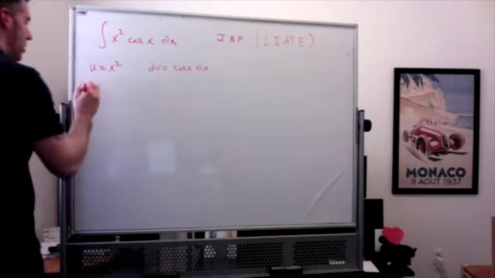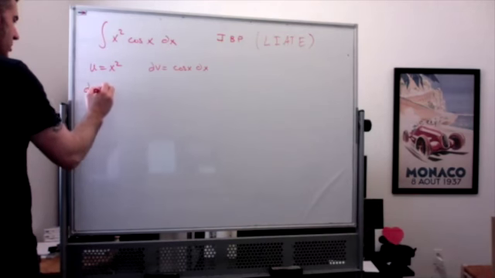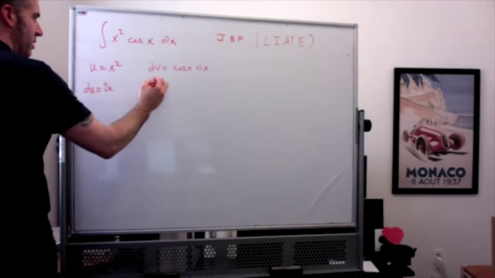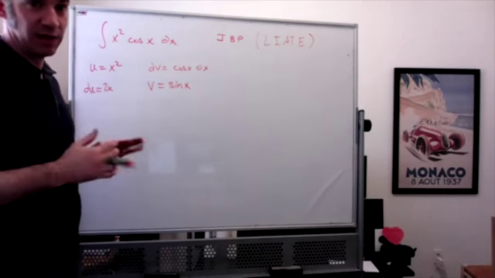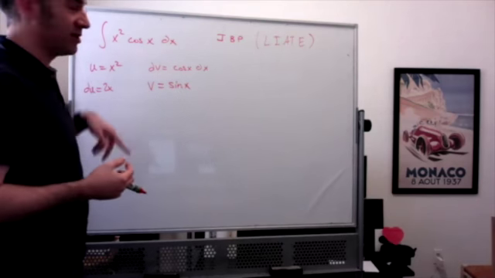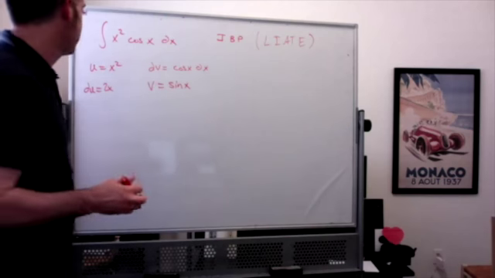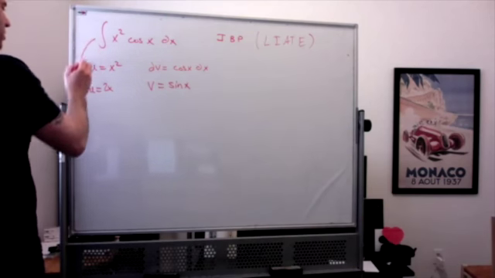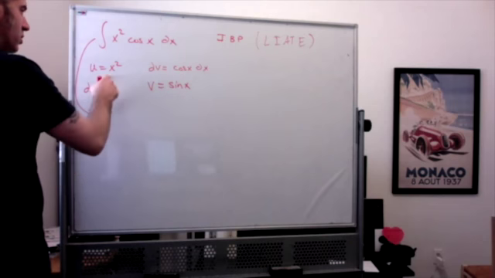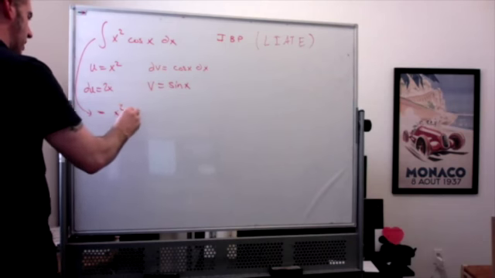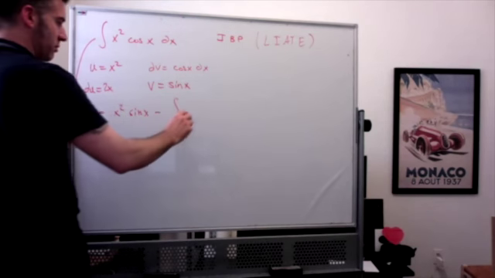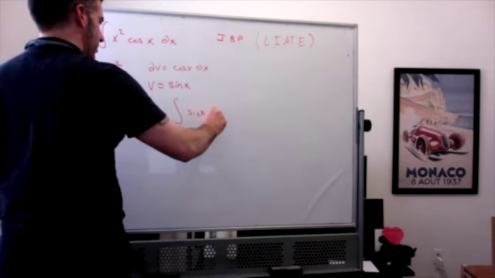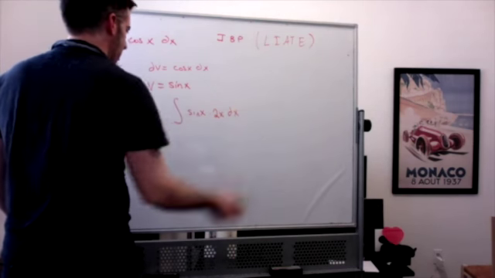So then our du is 2x. Our v is sine of x. Be careful with this, right? It can be easy to get the plus or minus wrong, but the antiderivative of cosine is positive sine. So then this integral ends up equaling uv, so x squared sine of x, minus the integral of v du, which is going to be sine of x times 2x dx.